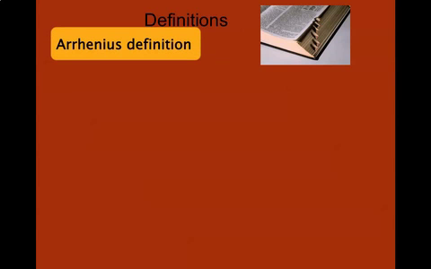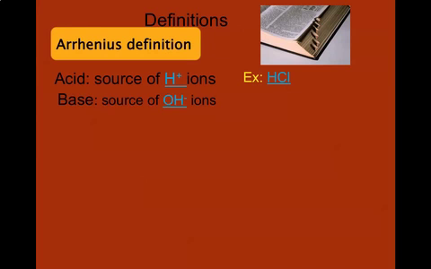The Arrhenius definition, which was developed by a scientist named Arrhenius, said that an acid was a source of hydrogen ions. For example, hydrochloric acid has a hydrogen that it could give away. He said that a base was a source of hydroxide ions. For example, sodium hydroxide has hydroxide it could give away.